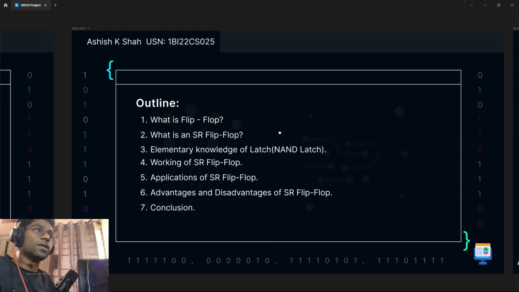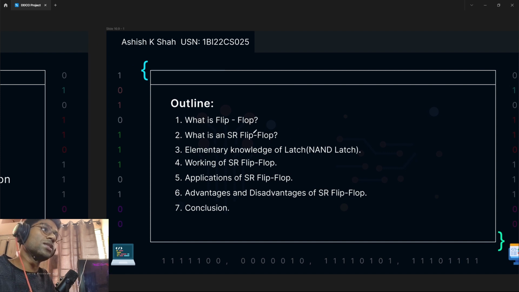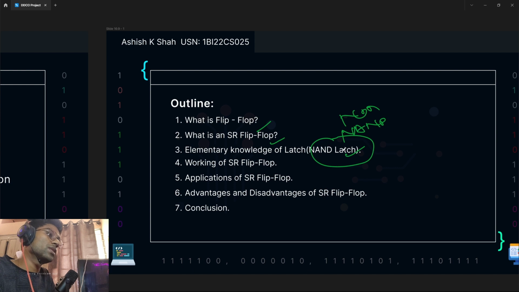In the outline, I'm going to explain what a flip flop is and what an SR flip flop is, and I will give a little knowledge of latch using NAND, because to explain SR flip flop we need the NAND latch. A latch can be formed using a NOR gate or a NAND gate, but in this presentation I am going to use only the NAND gate. Then the working of SR flip flop, applications of SR flip flop, and advantages and disadvantages of SR flip flop.